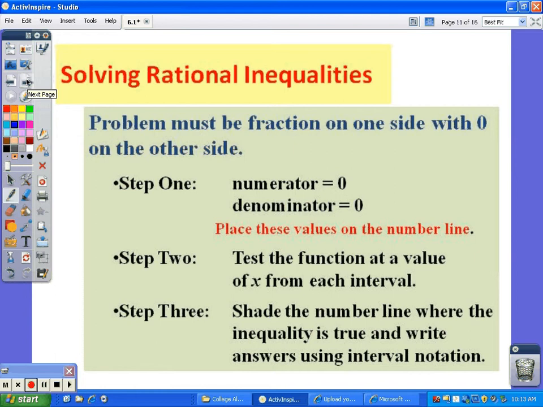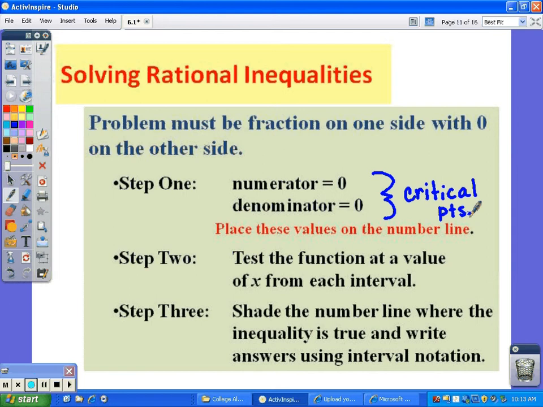You do need to rearrange your problem to where 0 is on one side. You'll take the numerator, set it equal to 0, and the denominator, set it equal to 0, and this will give us what we call our critical values or critical points. And it is only at these critical values or critical points that a graph can change from being positive to negative.